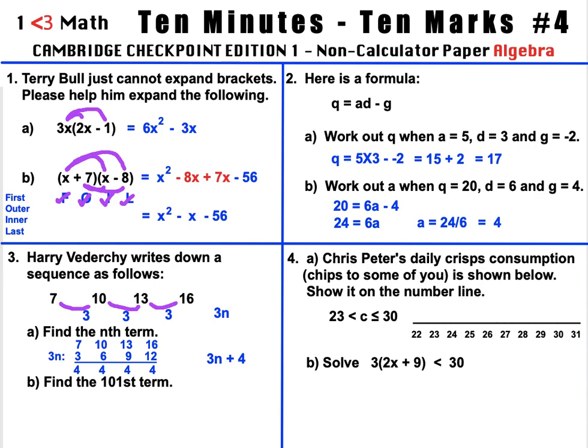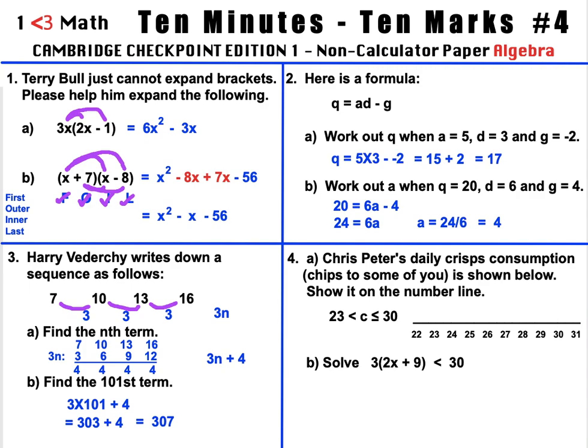Now to find the 101st term, we're going to do 3 times 101 plus 4, because we're subbing in n equals 101. So 3 times 101 is 303, plus 4 is 307, and that would be the 101st term of the sequence. So again, well done if you got those questions right.